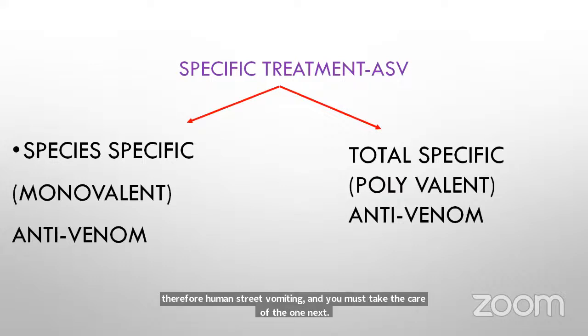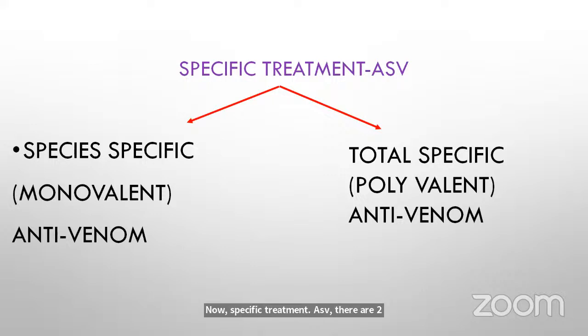Now, specific treatment, ASV. There are two types of ASVs. There is species-specific monovalent antivenom and total specific, that is polyvalent antivenom. I'll talk about polyvalent antivenom. The important point to remember is that this total specific antivenom contains antibodies against 4 important snakes: cobra, krait, Russell's viper, and saw-scaled viper.